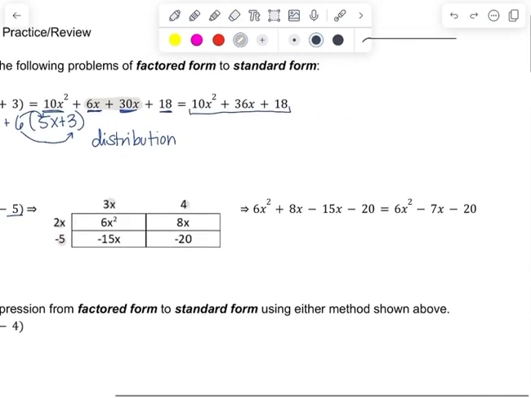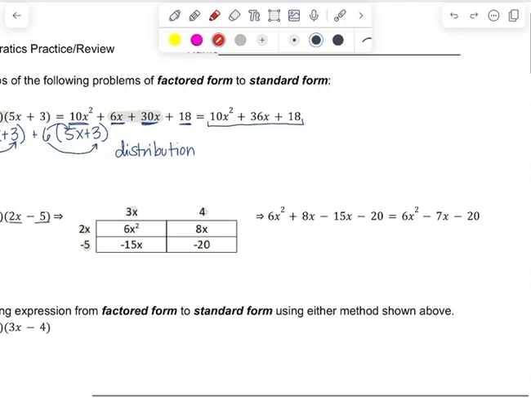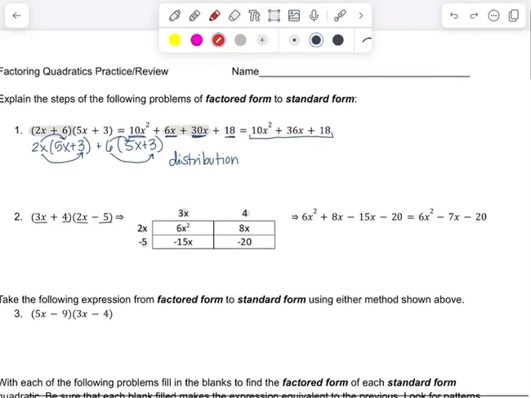Now we take all of the things within the area model and add them together. So we get 6x squared plus 8x minus 15x minus 20. Since 8x and negative 15x are common terms, we can add those together to be negative 7x, and that gives you the full standard form. So kind of explain what's going on there in the area model.